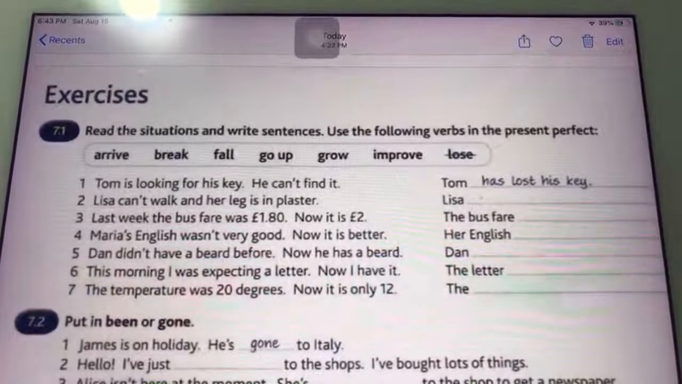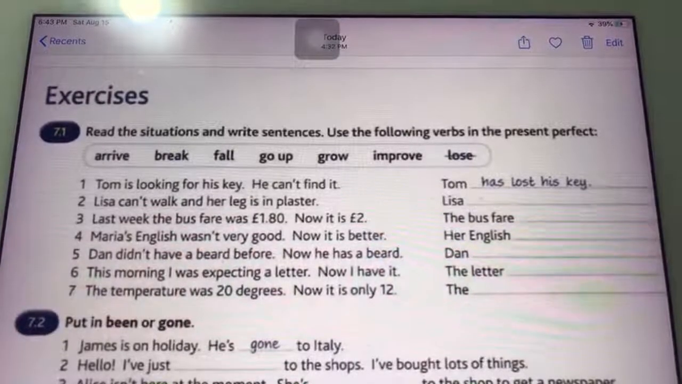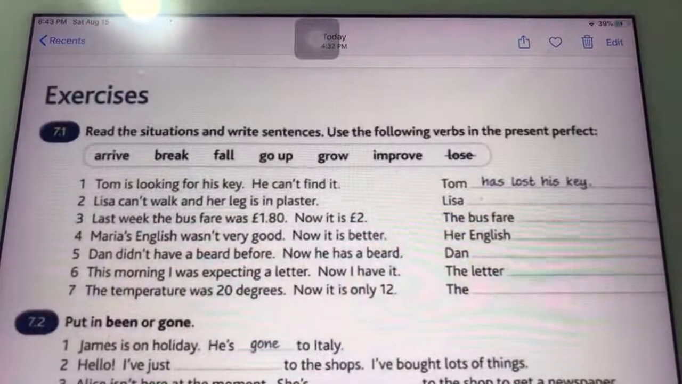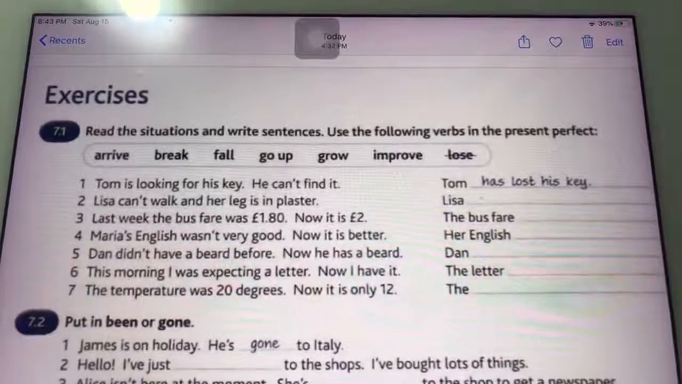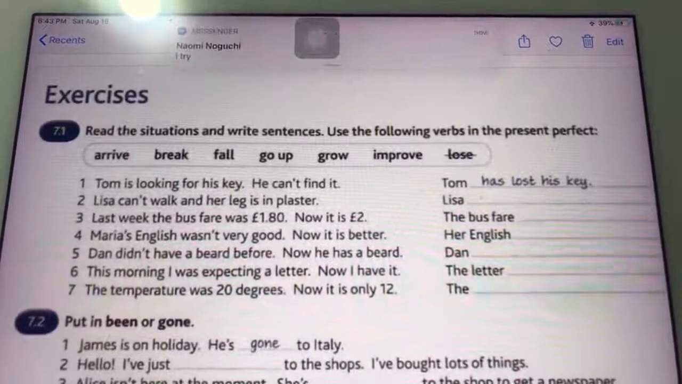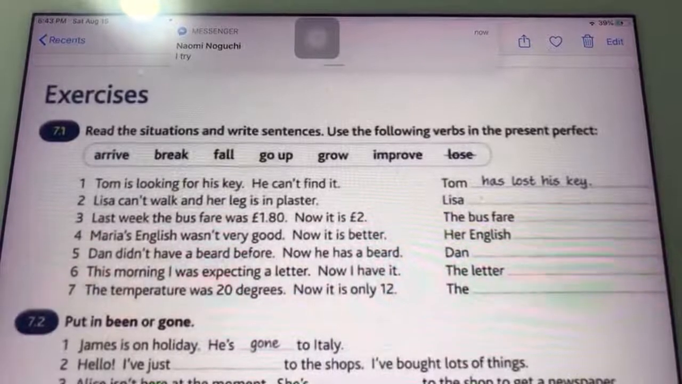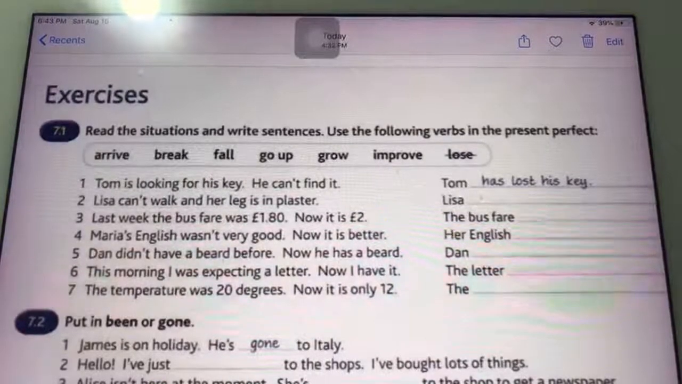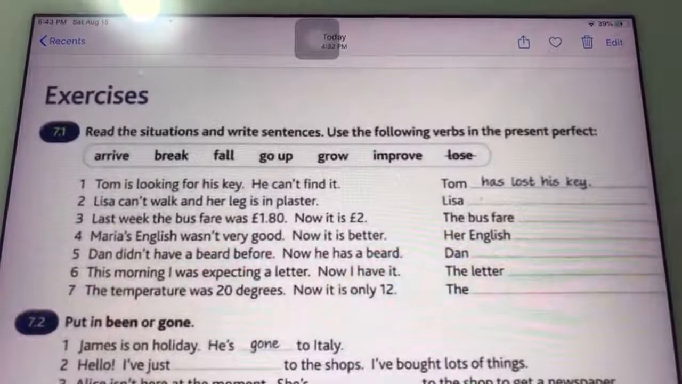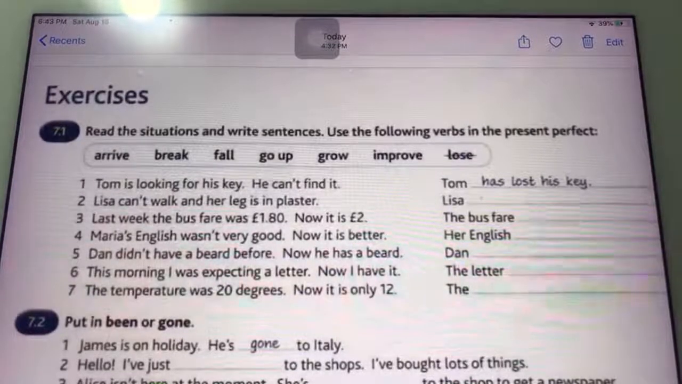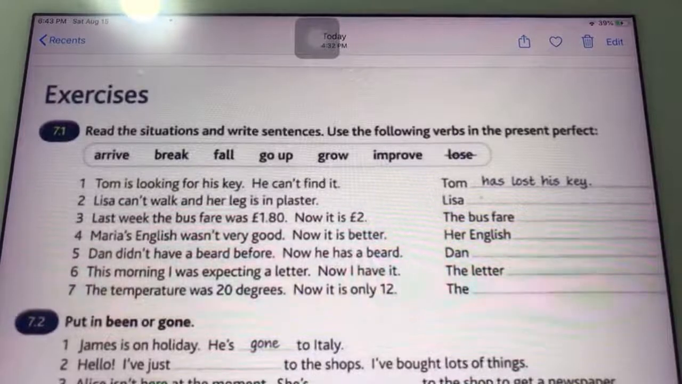Tom is looking for his key. He can't find it. Tom has lost his key. Okay? Number 2. Lisa can't walk and her leg is in plaster. So what's the answer?